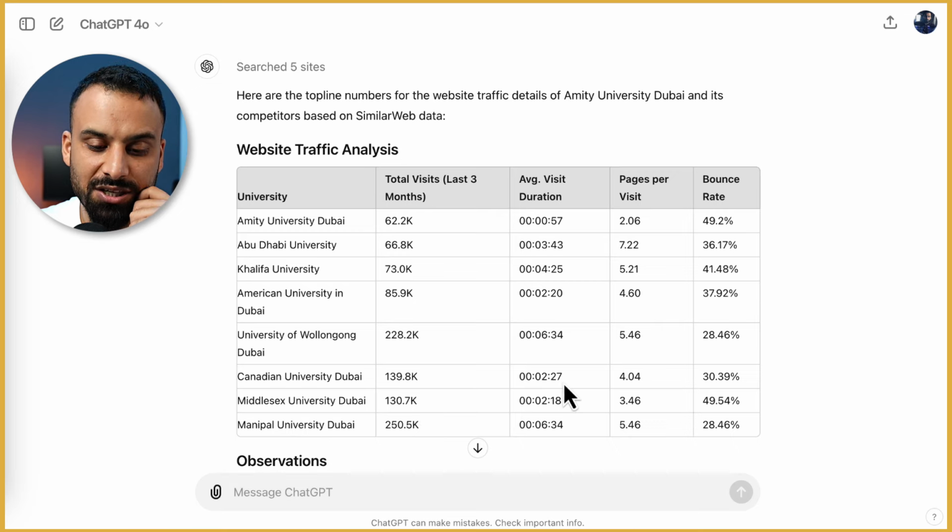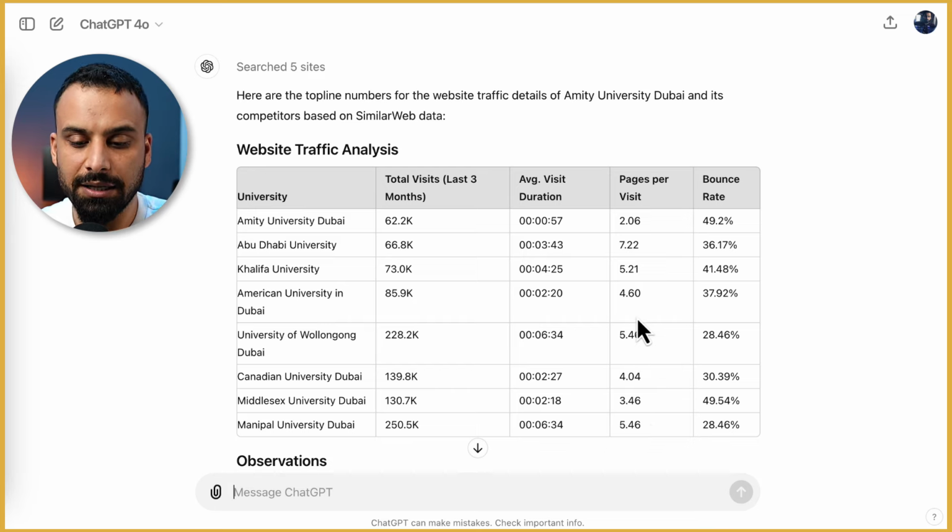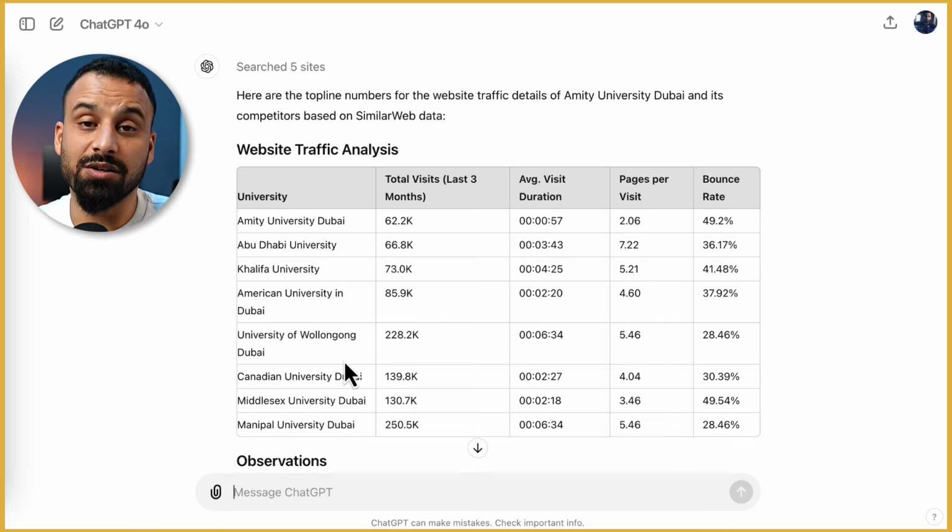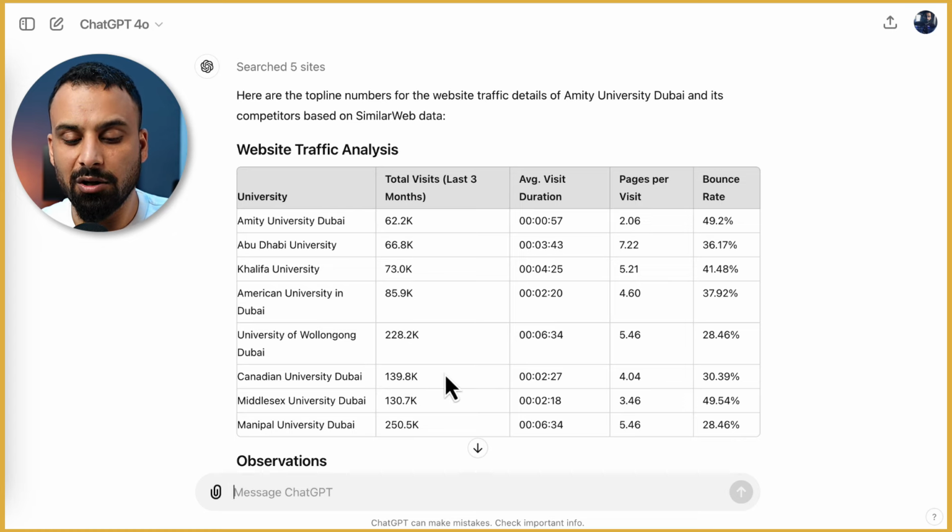Canadian University, the average session duration is very less when compared to, let's say, Wollongong, which means Middlesex, these universities are spending a lot on advertising, maybe. Pages per visit, highest for Manipal University and University of Wollongong, which means their website is better and more engaging. Abu Dhabi University 7.22. Now, if I have time, I got an idea about how much traffic do they have. So proportionately, maybe they have similar kind of spends in advertising. These universities probably spend a lot more. Now, it might be because of their SEO, but high chances are they spend a lot on advertising as well.